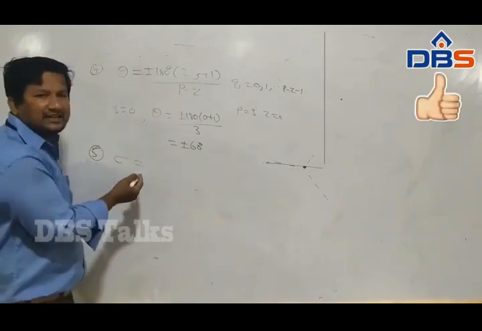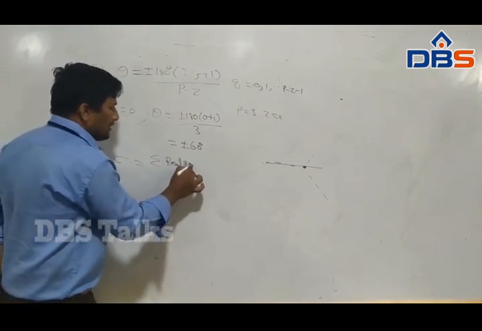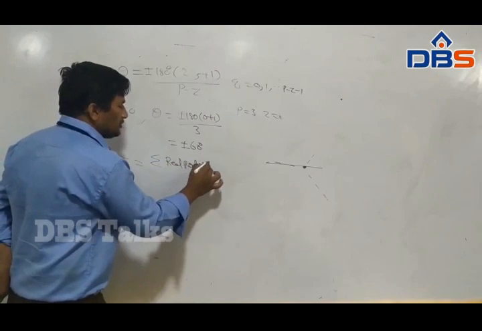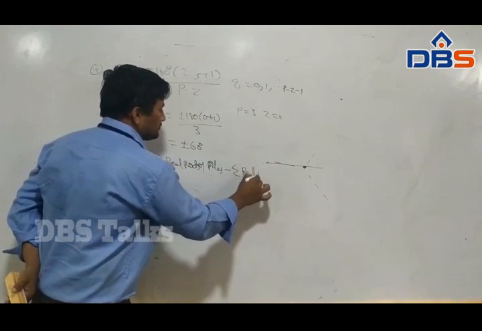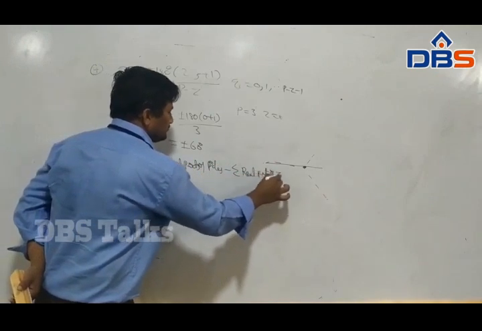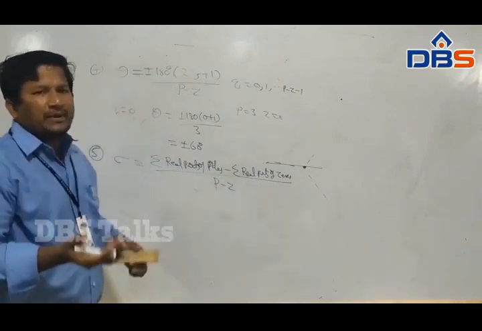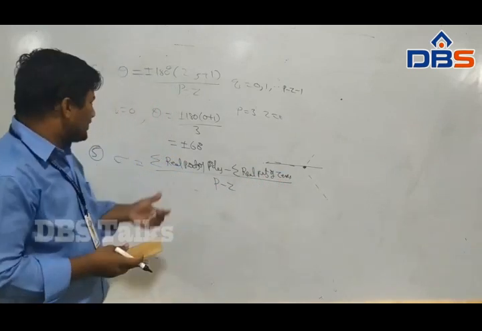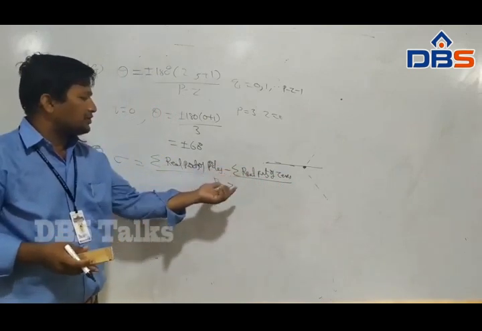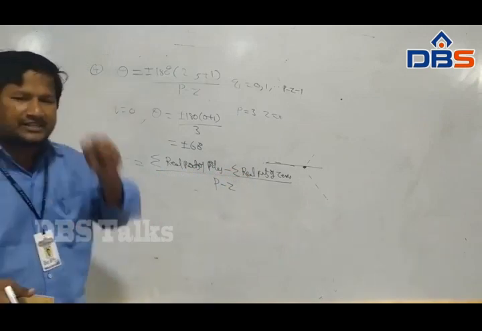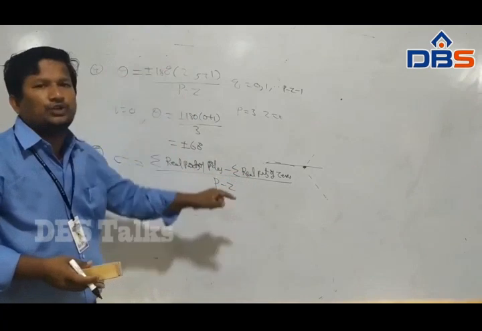To calculate the centroid, the formula is the sum of real parts of poles minus the sum of real parts of zeros, divided by p minus z. Whether it is a complex number or a real number, take the real part of poles: sum of real part of poles minus sum of real part of zeros by p minus z. Centroid is always a real number, and always located on the real axis only.